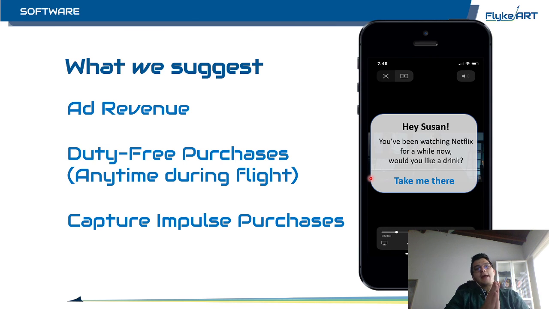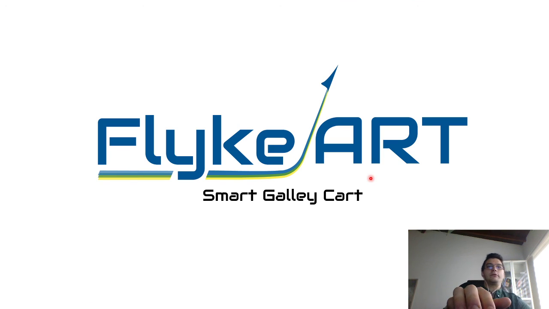You could also capture impulse purchases, right? So if you're watching Netflix, the algorithm could realize that you've been watching Netflix on board for hours, or streaming a movie or something, and it could suggest buying a drink or a snack, so it would take you to that marketplace, and that's another way in which you could severely increase revenue.